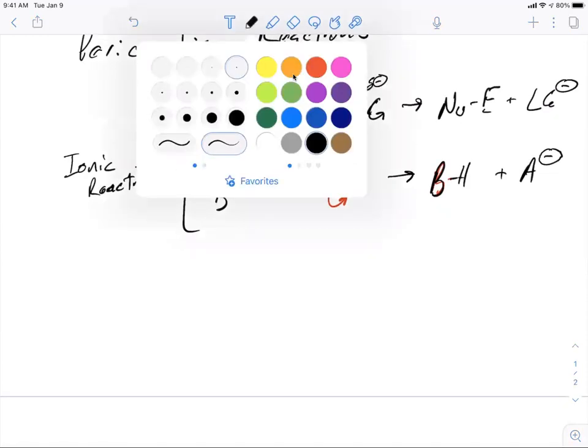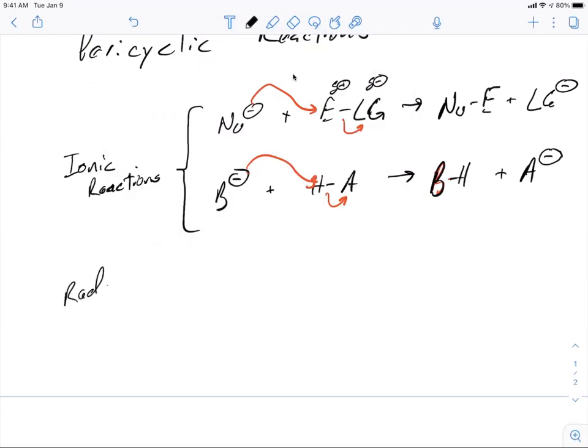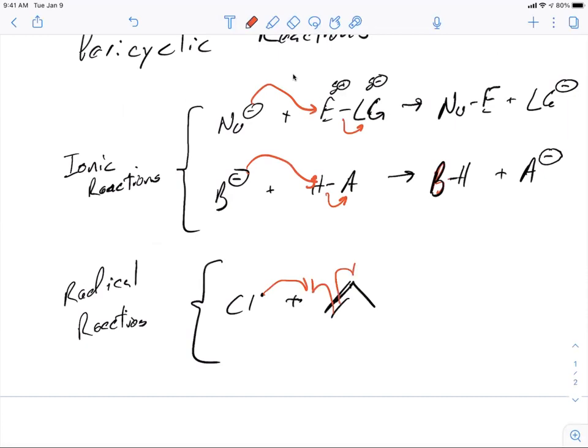We also looked at radical reactions. And that's where we take a radical species, one electron instead of two electrons, have that react with, in this case, a pi bond. We see now that we've made a bond here, we're left with a radical. Okay.